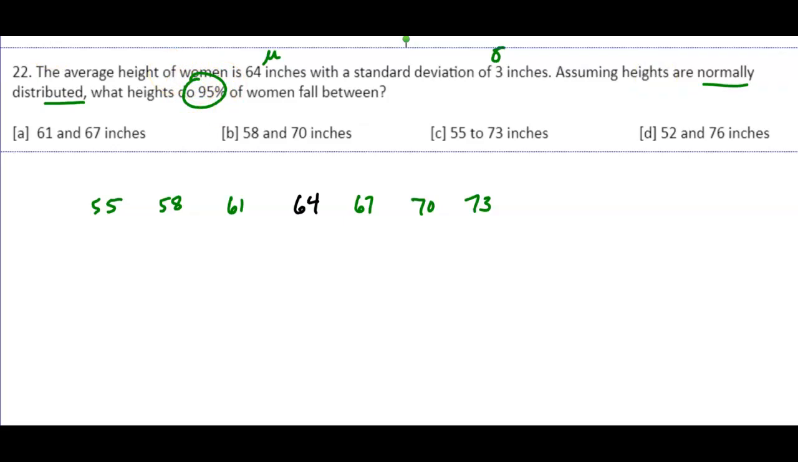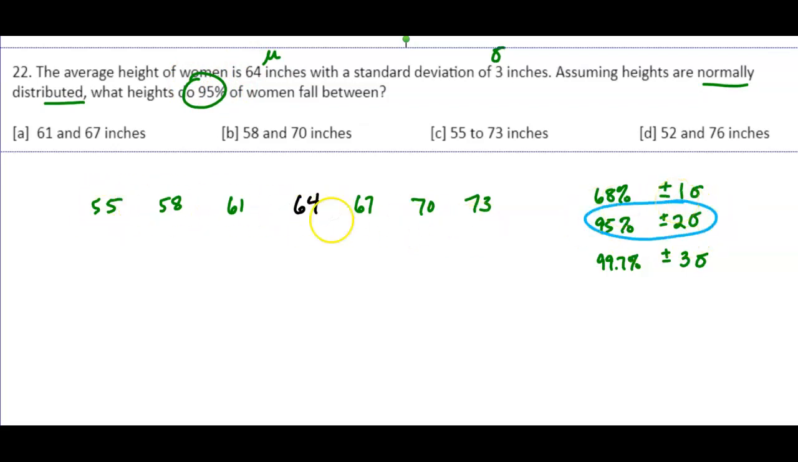Remember, there are 3 big percentages you need to remember. 68% of the data lies within 1 standard deviation from the mean. 95% lies within 2 standard deviations from the mean, and 99.7% lies within 3 standard deviations of the mean. So since we want to know the values that 95% of the women fall between, we're looking for within 2 standard deviations from the mean.